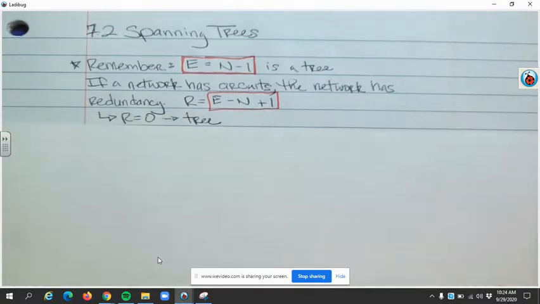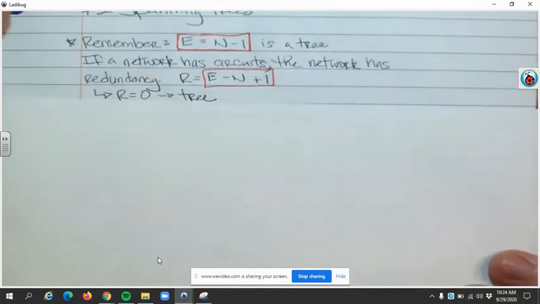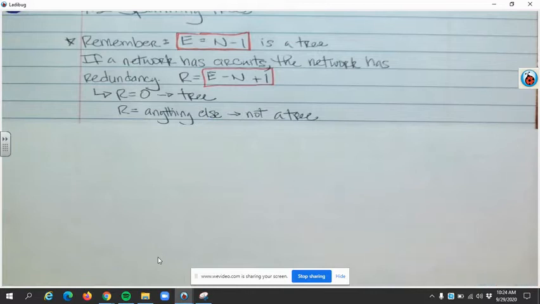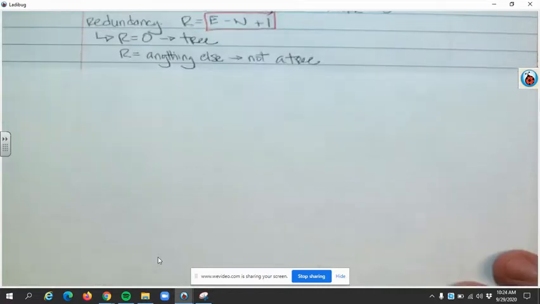If the R value is 0, it's a tree. If the R value is anything else, then it's not a tree. R value just means redundancy. It means extra edges that you don't need. So let's do a couple examples.